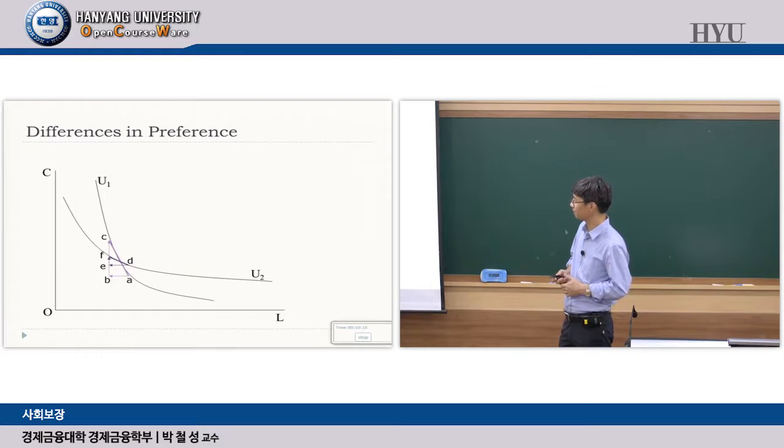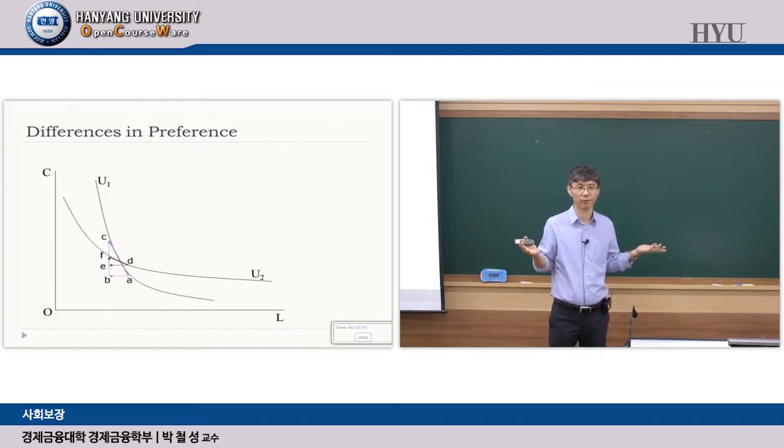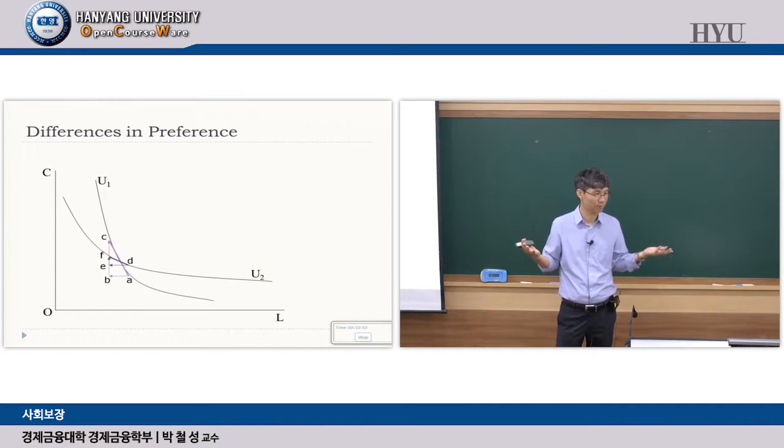Let's call the person who has this indifference curve person 1, and the person who has this indifference curve person 2. Person 1 and person 2 cannot be identical, right? You know why: the same person's indifference curves should not intersect. These two indifference curves intersect, which means person 1 and person 2 should be two different persons. If you don't understand why they shouldn't intersect, you should look up a microeconomics textbook.